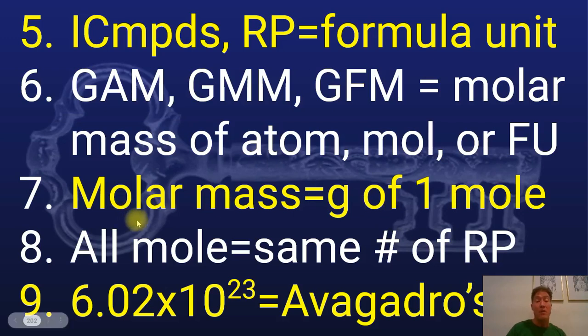If we have a mole of two things, they both have the same number of representative particles. So a mole of sodium atoms gives me an Avogadro's number of them. That's equal to the same number of molecules, for example, in a mole of water. So all moles are the same, and so it gives us the same number of representative particles. Remember, this number, 6.02 times 10 to the 23, is called Avogadro's number.